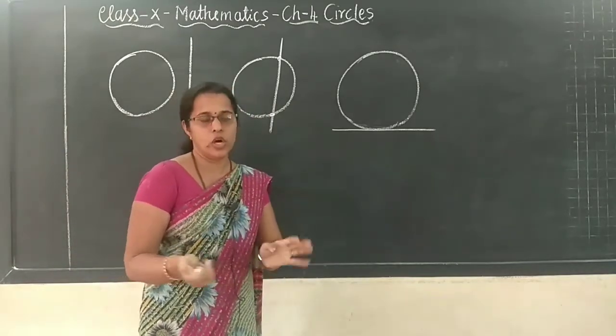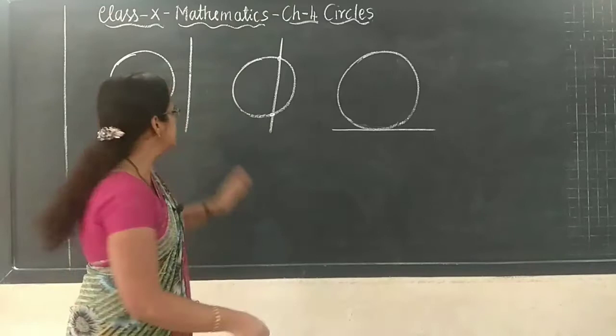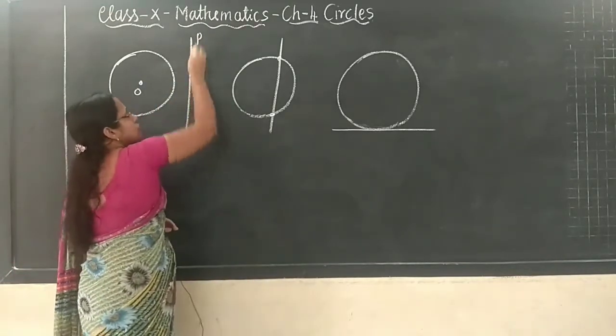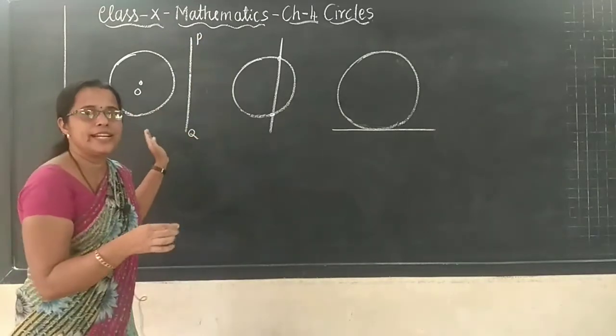Okay children, so now see here. First, here is the circle, center O. This is the line PQ. Is it touching that circle?